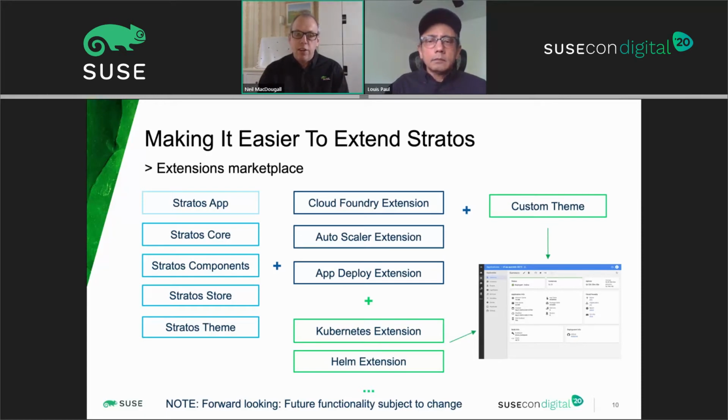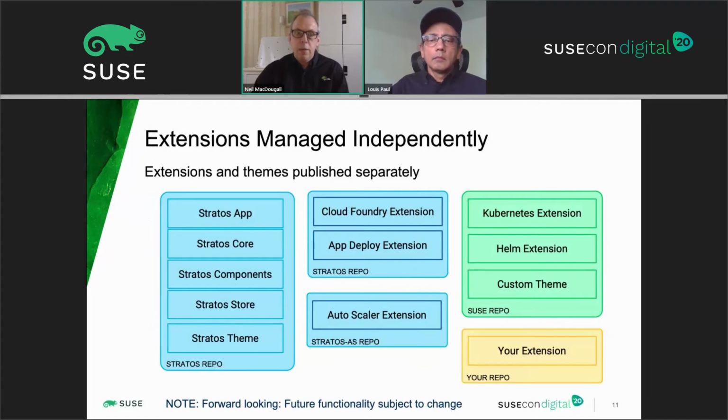So there's a bunch of functionality like that, which would make up the Cloud Foundry extensions. And then the ones in green here at the moment are the SUSE extensions, so for Kubernetes, Helm, and our custom theme. And those could be split out and made available more generically. So we want to make it possible for everyone to build their own extensions and manage those. So something a bit more like this.